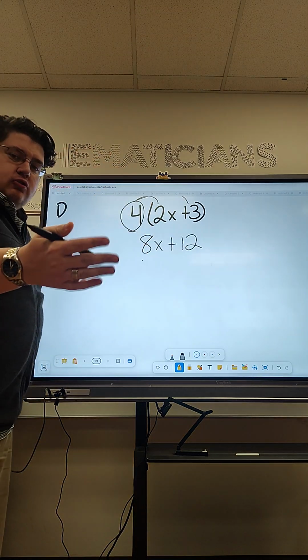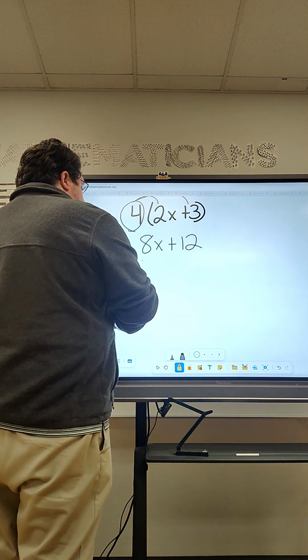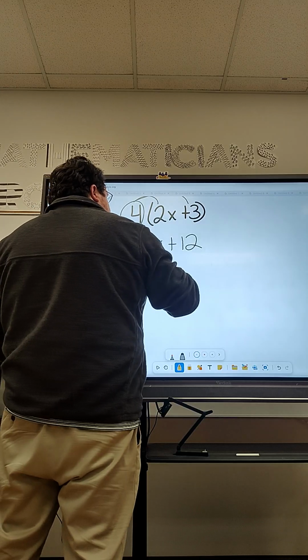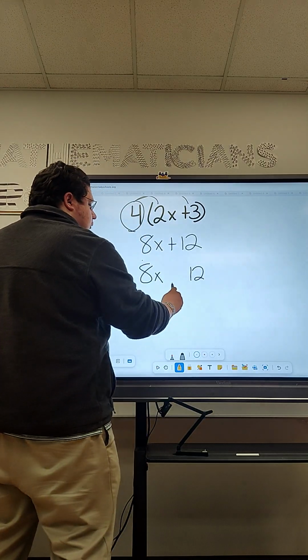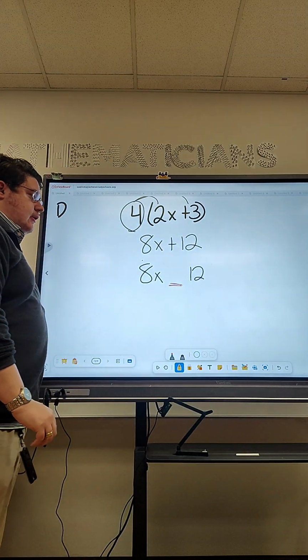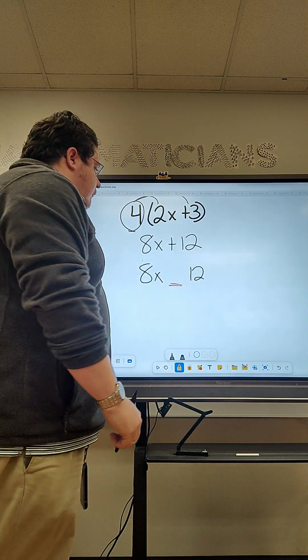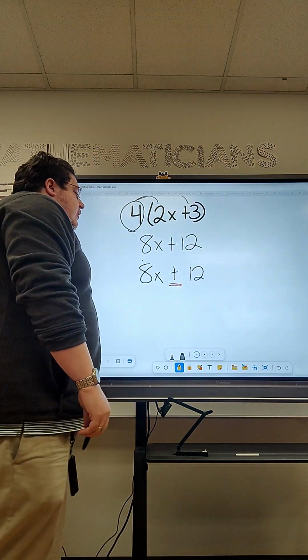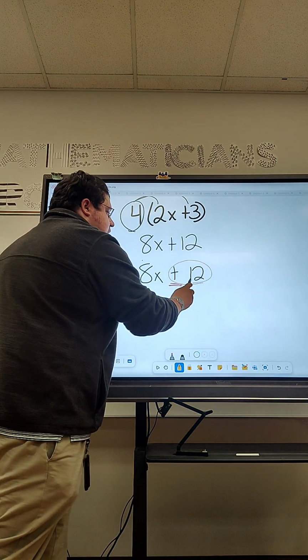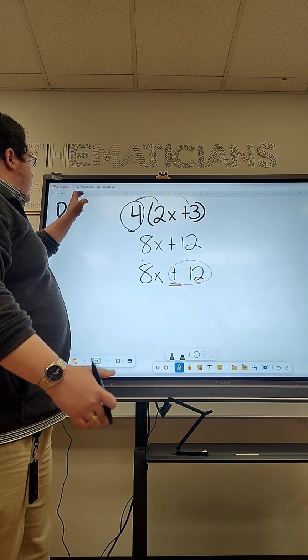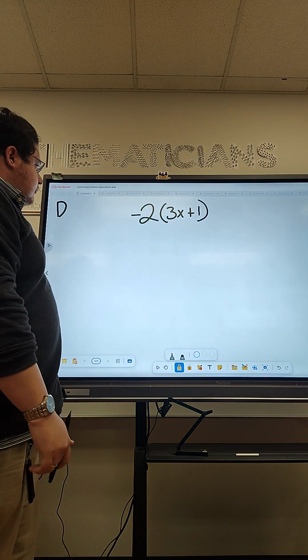Now, what I do see a lot of people doing is that they'll just write 8x and 12 without writing any sign in between. Basically, the reason why we are saying plus 12 is to show that this 12 is a positive number, right? So here's another example of this.